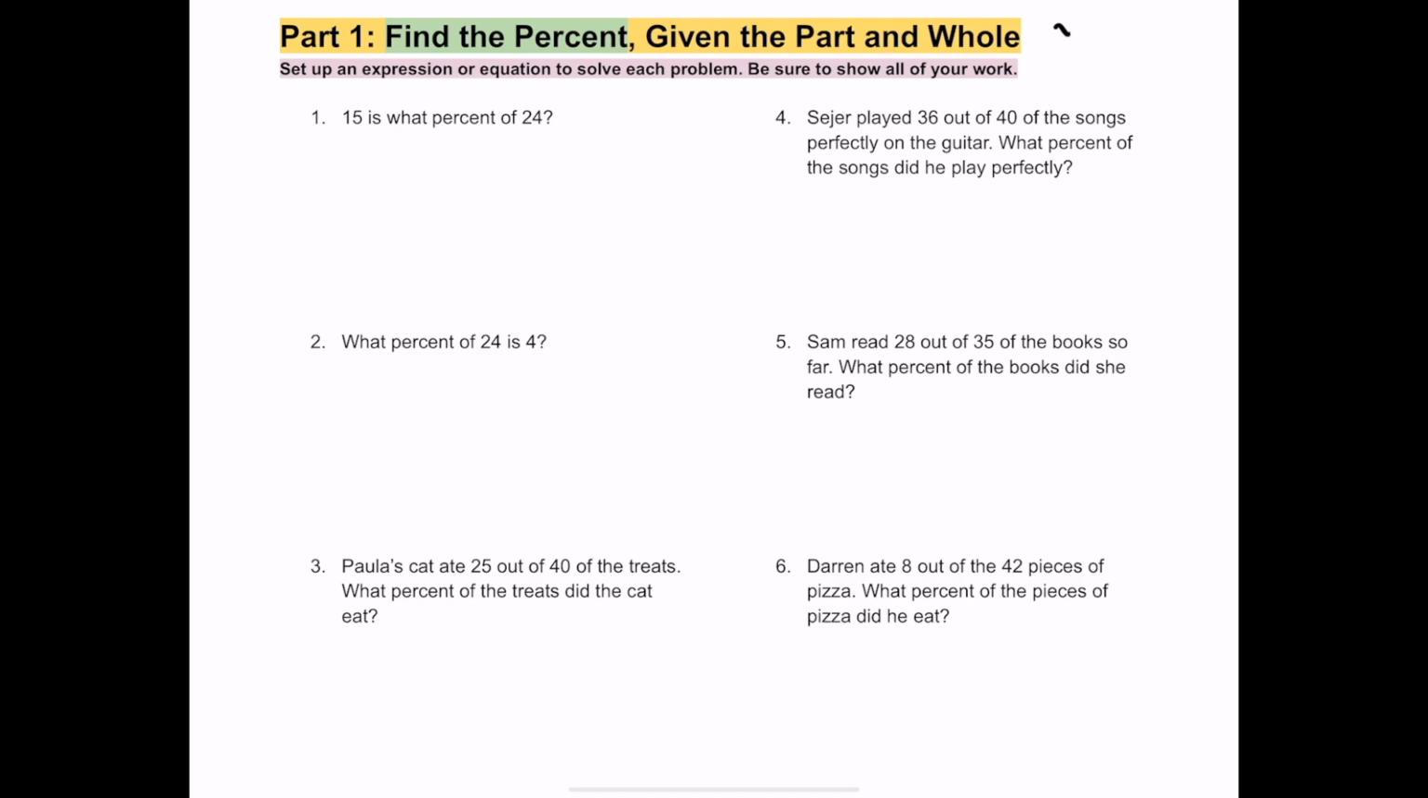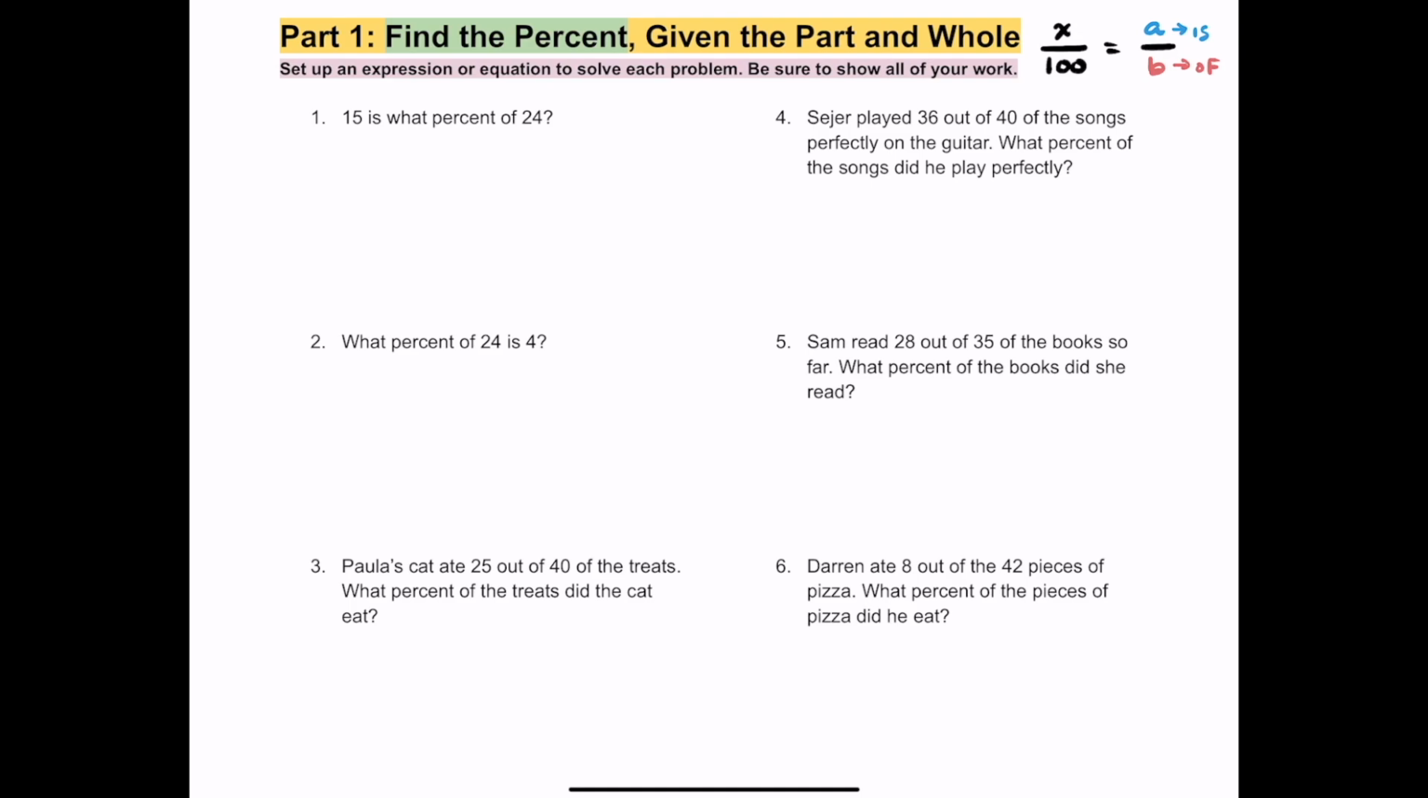Keep in mind that the percent proportion looks like this. We have some unknown percent, x over 100, and that's always going to equal a part over a whole. We typically will use a to represent the part and let b represent the whole. And a couple key words that might be useful are the word "is" for the part and the word "of" for the whole. So go ahead and write that right over here.